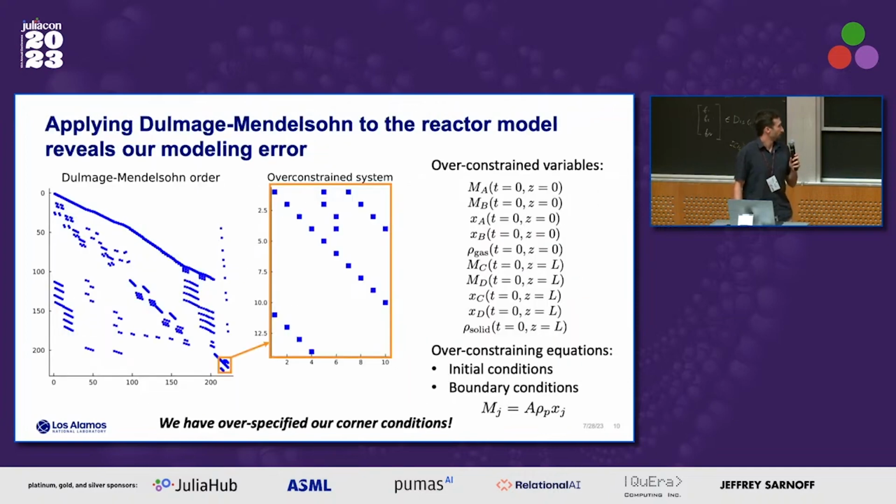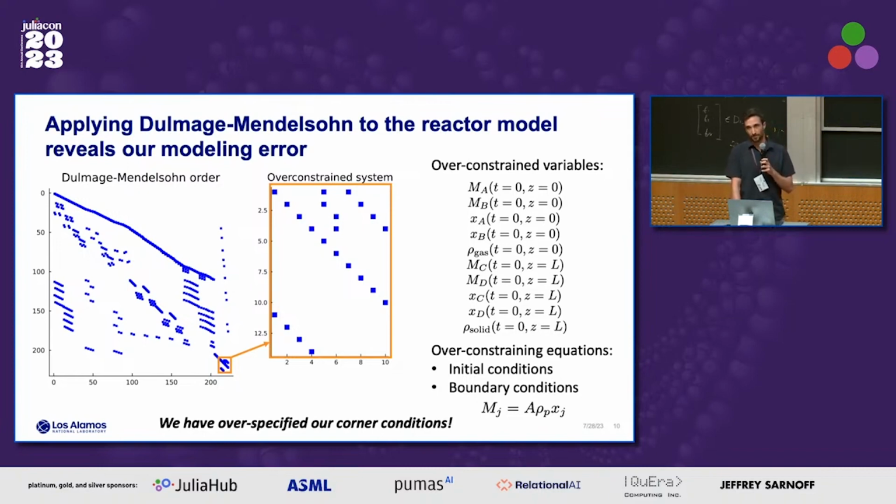So if I throw that reactor model that I showed you earlier at the Dulmage-Mendelsohn decomposition, what do we see? What I'm showing you here is the incidence matrix on the left, and then I'm highlighting the over-constrained system in the middle. The fact that we have an over-constrained system means that the Jacobian is guaranteed to be singular. The over-constrained system contains these variables that I'm showing right here. I'm not going to list them out one by one, but it also contains the initial and boundary conditions, and this equation in the bottom right of the slide.